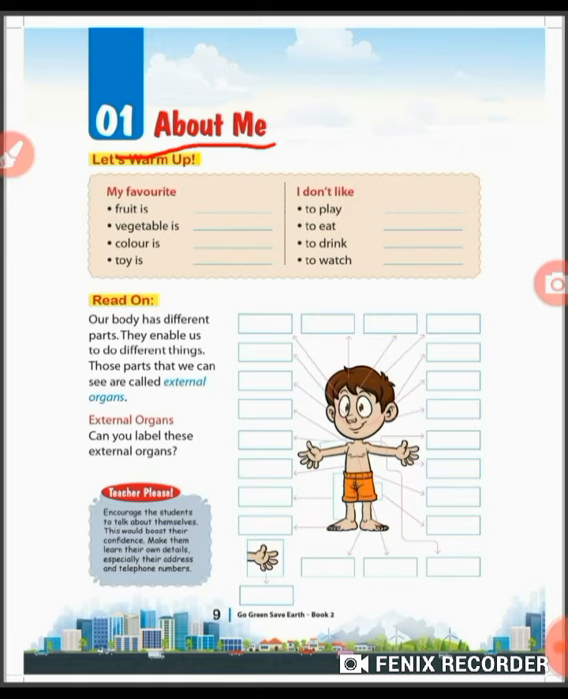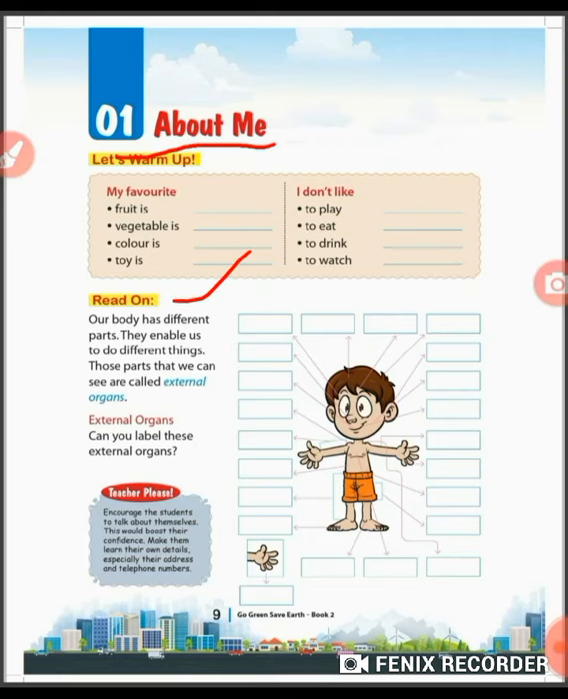Children, one activity is there. Two columns are given. One side, my favorite, and on the other side, I don't like. Means, in first column, you have to write your favorite things, and on the other column, you have to write the things which you don't like. Okay? Let's read.